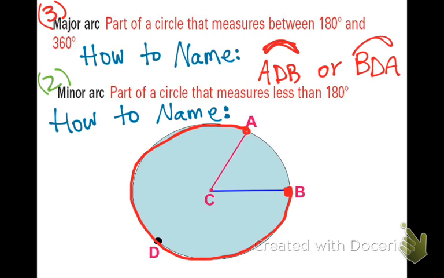A minor arc is less than 180, so this would be our minor arc. You name it with 2 letters. So you would have the arc symbol, and then you'd say AB. Or you do the arc symbol and say BA. These are two types. Make sure you put the arc above or you're not naming an arc.